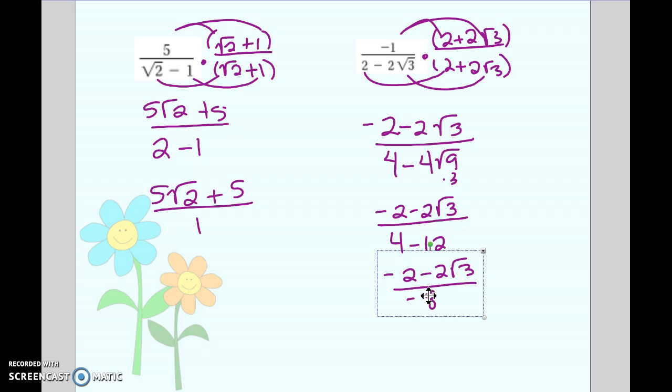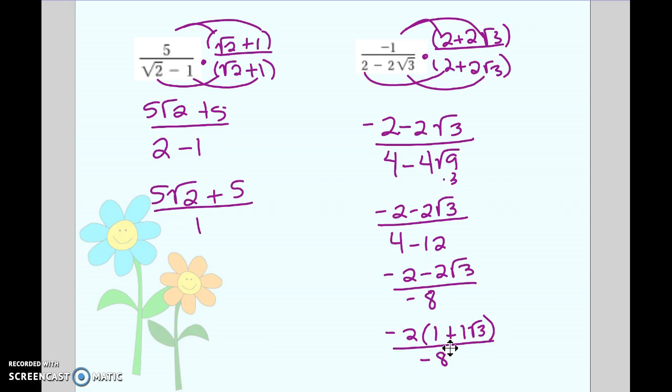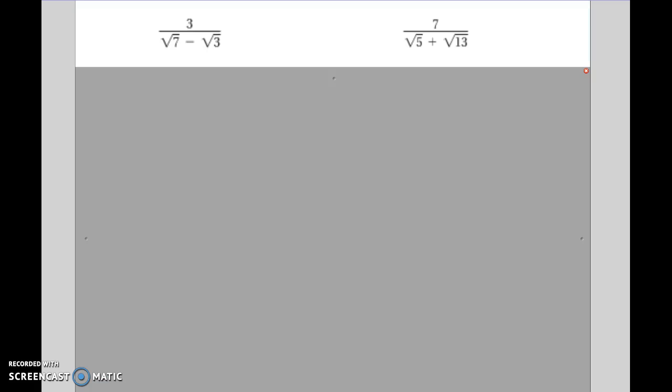But now this I can actually reduce, because up here I have a GCF of negative 2. So if I take that out, I end up with 1 plus 1 radical 3. And now I can reduce the negative 2 and the negative 8. So that becomes a 1, and that becomes a 4. So my answer is 1 plus 1 radical 3 over 4. So just to recap, multiply by the conjugate, I ended up with this, but I had a GCF, so I took out a GCF, and then I can reduce with the bottom. Go ahead and try these two problems. Okay, let's check the answers.